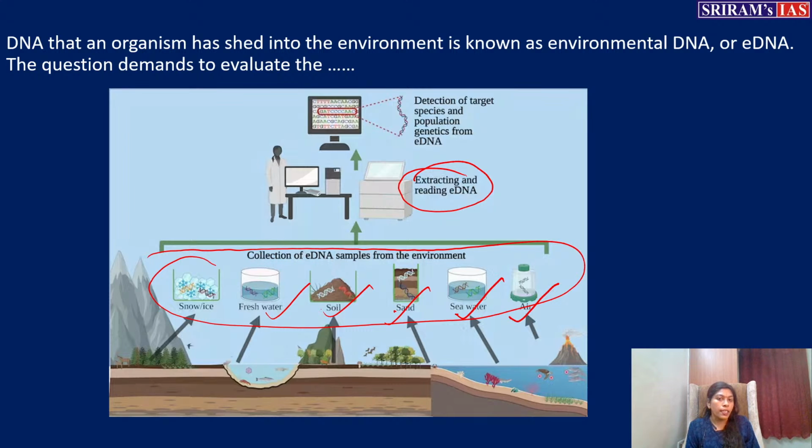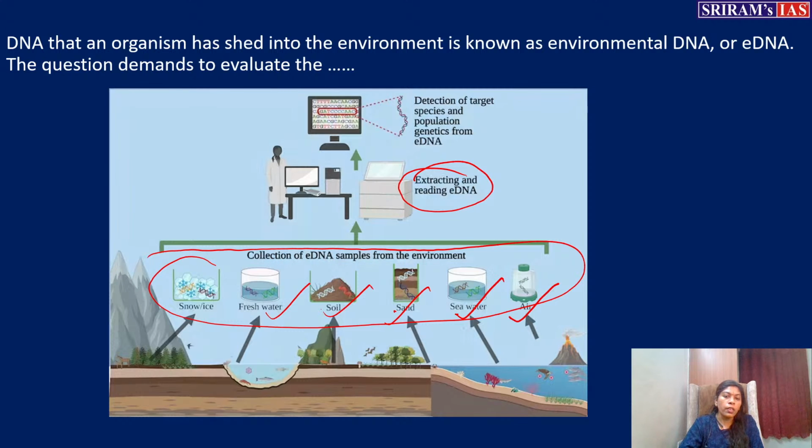Most often they use eDNA. We go to a place, collect the samples, and check how biodiverse this area is, what organisms are present, what pathogens are present, the disease-causing microorganisms which are present in the particular place. This way they are identifying using the eDNA.